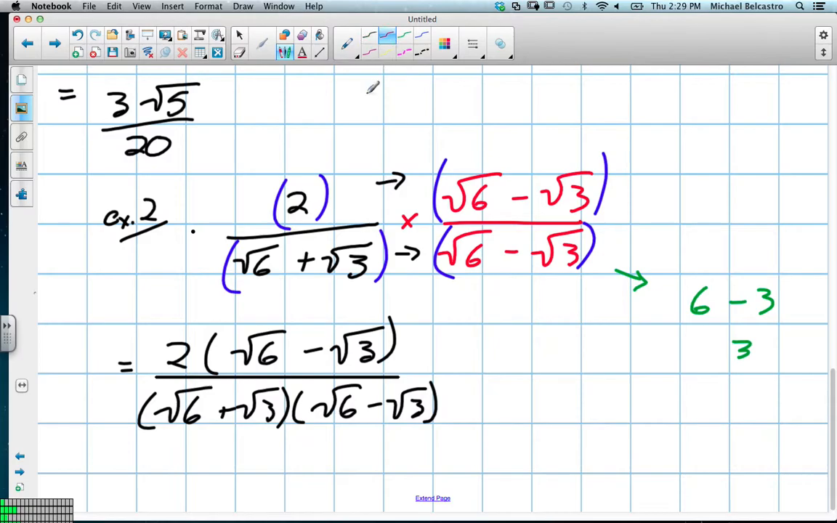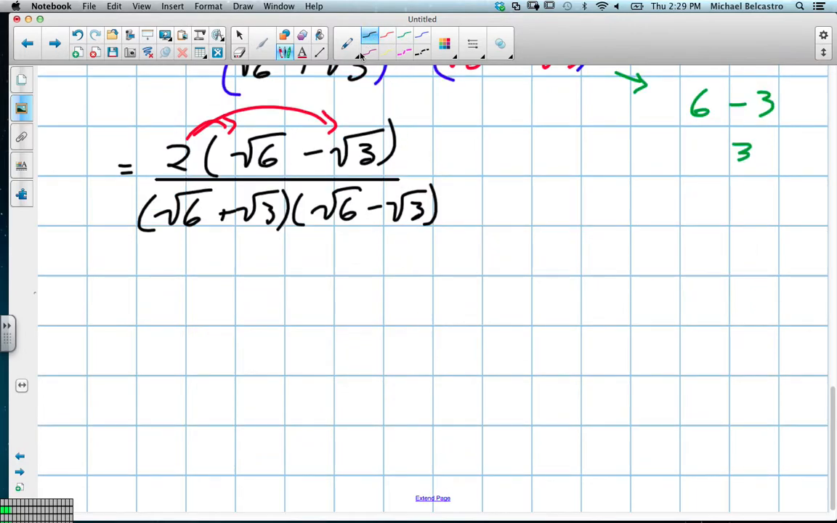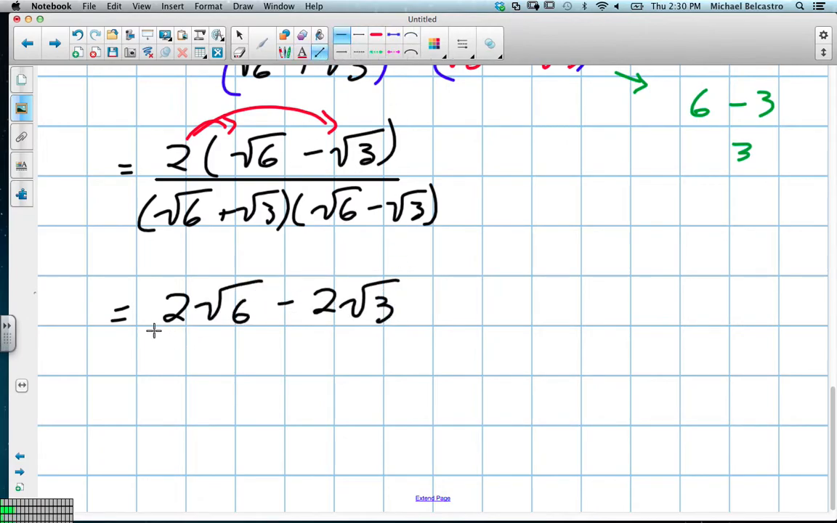Okay, so distributive property. On top, the 2 is just going to go in front, and here it's going to become a negative 2. So our next step down, the numerator is easy. We have 2 root 6 minus 2 root 3. The bottom becomes a little more difficult.